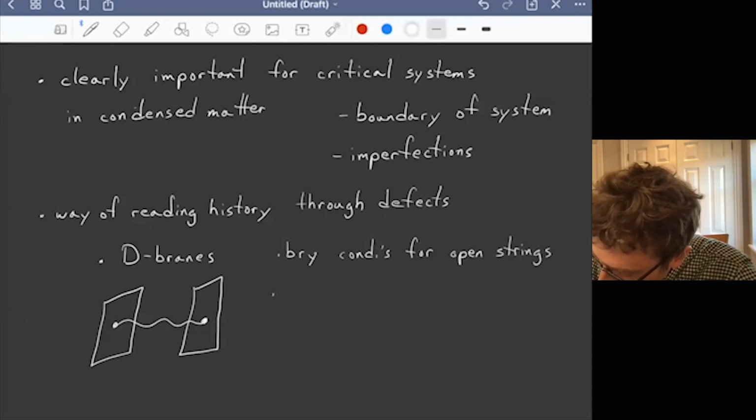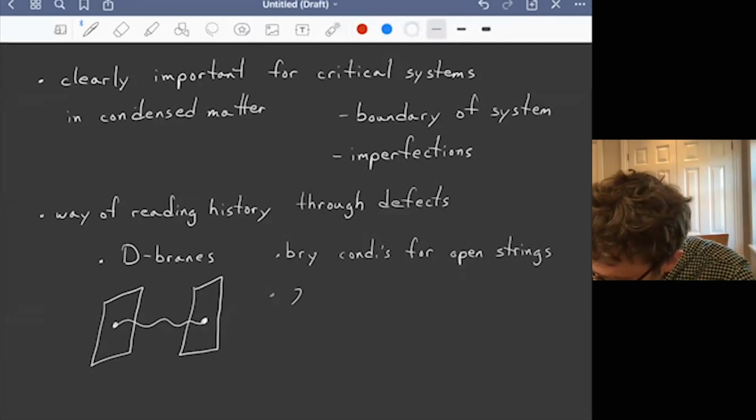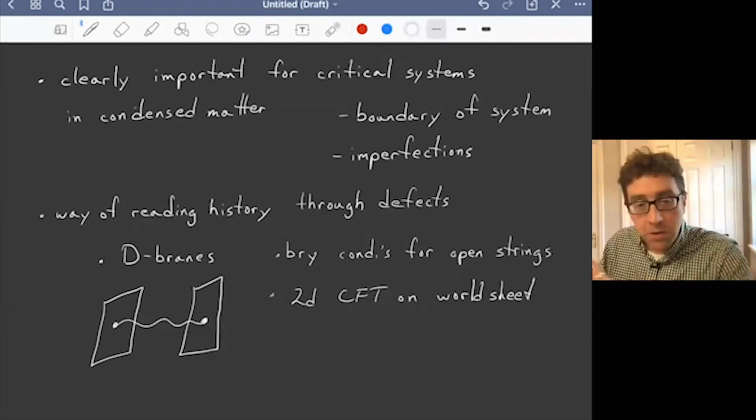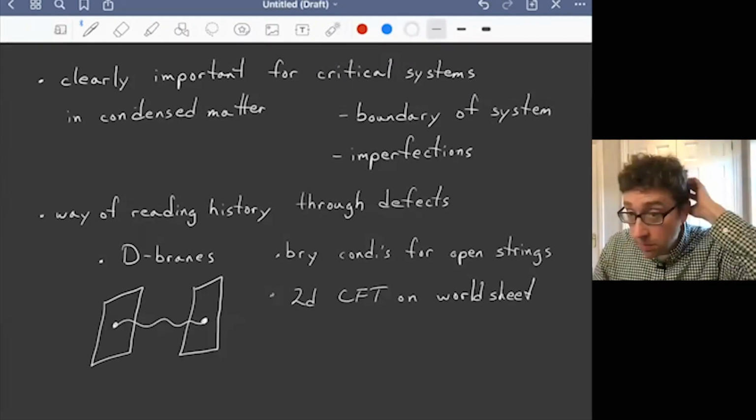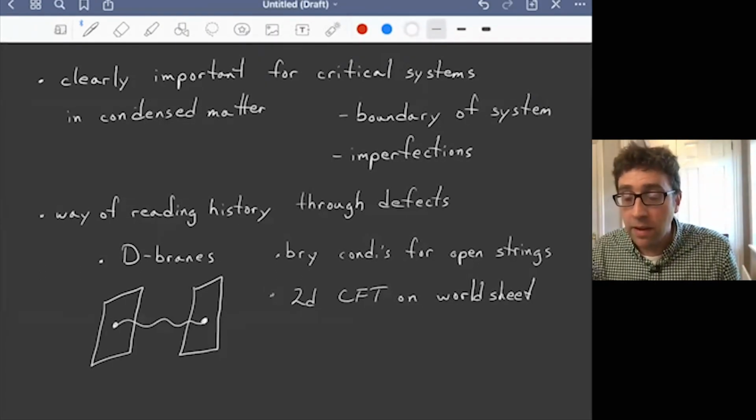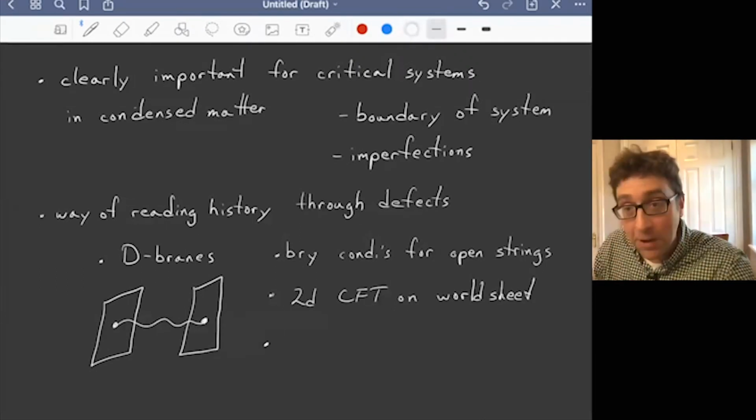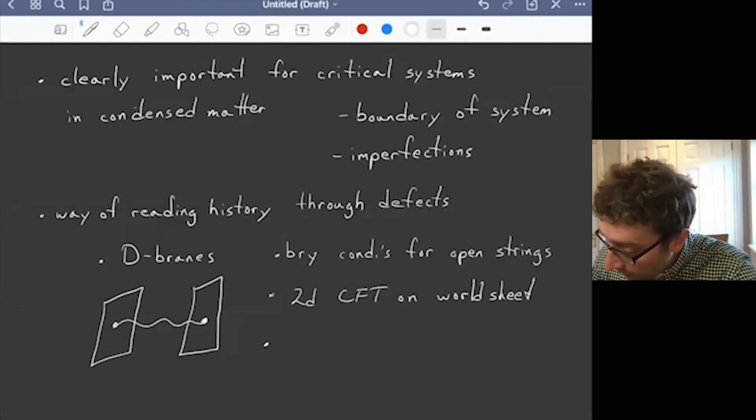And I told you earlier that, what did I tell you? That there's a 2D CFT on the world sheet. So I'm just drawing here a spatial picture of the string. It's also moving through time, in which case it'll trace out this 1+1 dimensional world sheet. And the D-branes here are boundary conditions on that 2D CFT. Okay, so it's very clear there that there's an application for boundaries in conformal field theory.